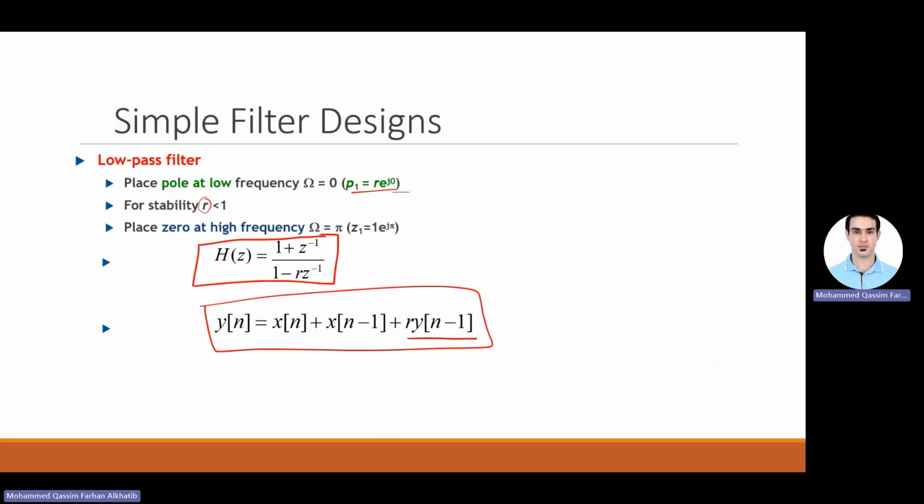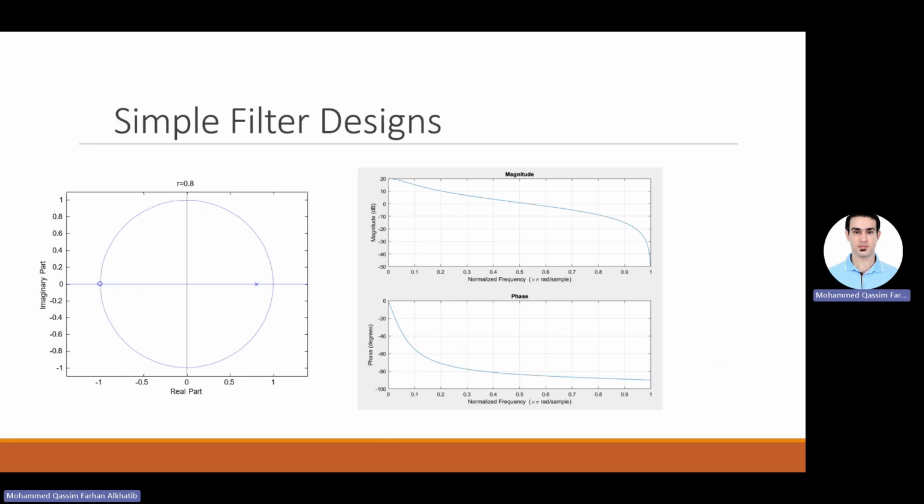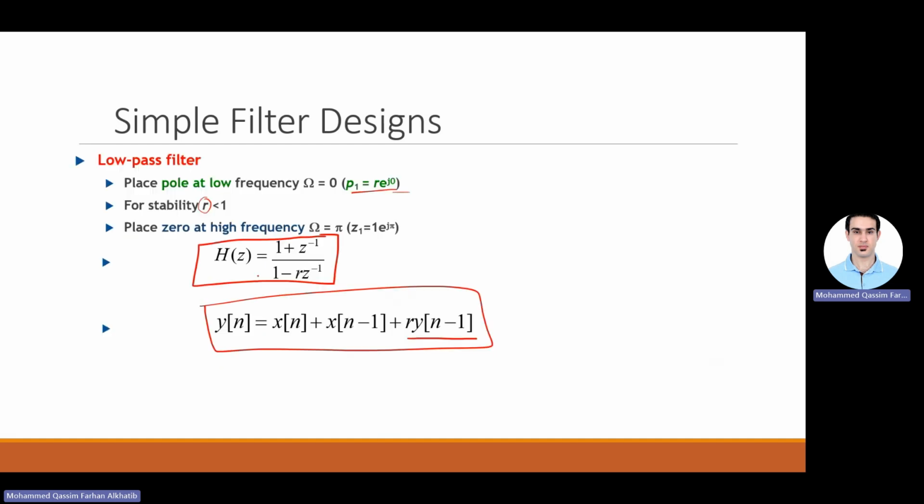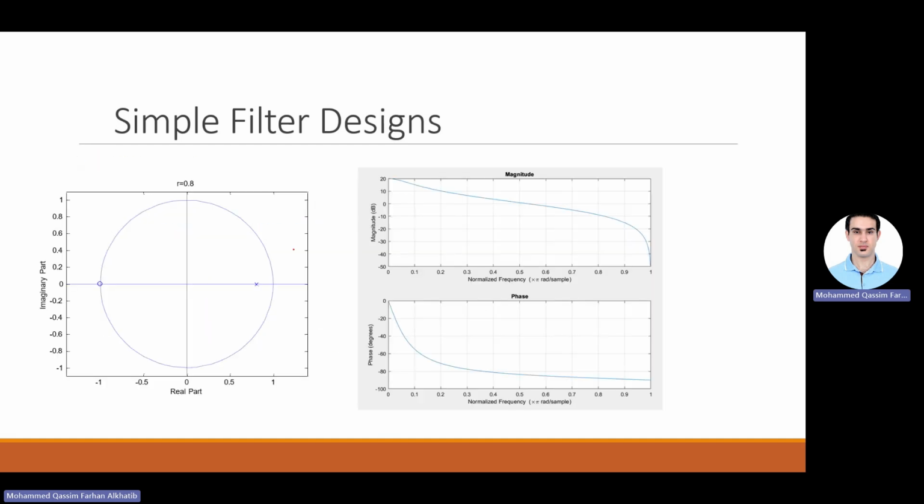All right. So that's an example of a low pass filter. If you want to see the response of this filter, it will be something like this. So here the value of R is 0.8. So that is the zero of the function, and that's the pole here. It is inside the unit circle, so it is stable. That's the zero, it's at the unit circle.